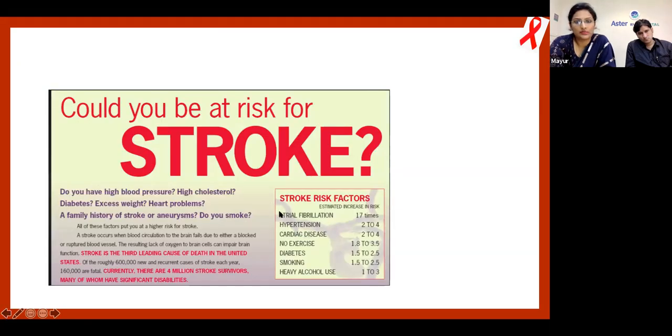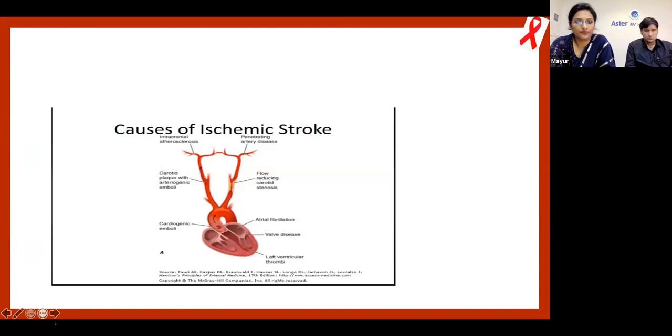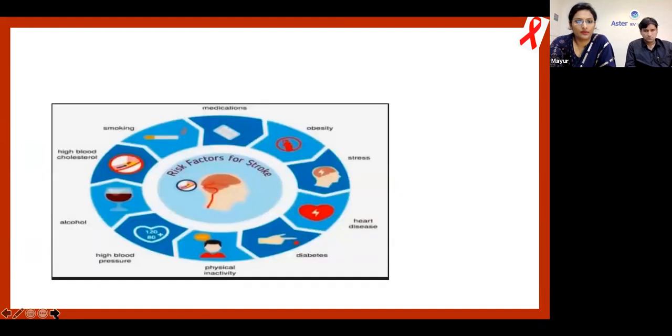So like we discussed, what could be the chances that you are at risk for stroke? If there is atrial fibrillation, hypertension, cardiac disease, no exercise, diabetes, smoking, heavy alcohol use. All these things which we discussed: medications, obesity, stress, heart disease, diabetes, physical inactivity, high blood pressure, excessive alcohol consumption, high blood cholesterol, and smoking.